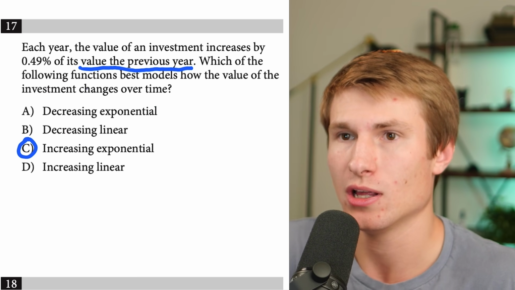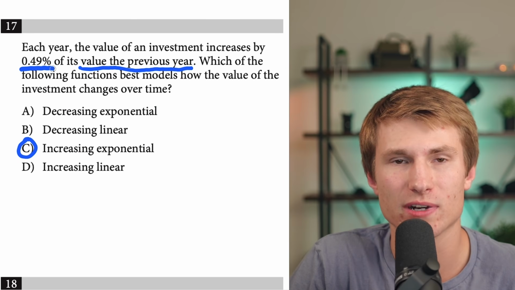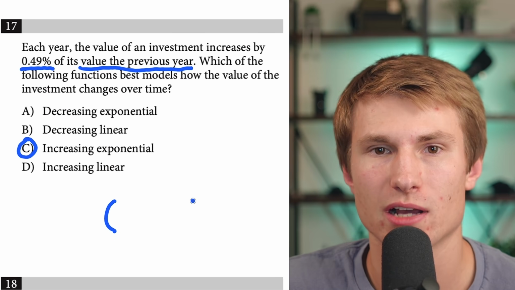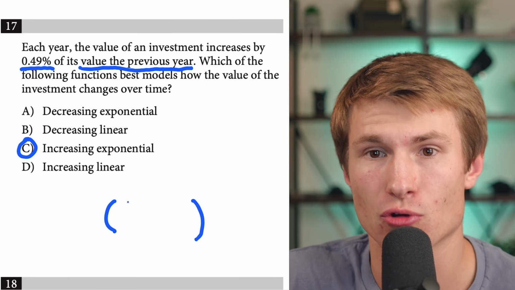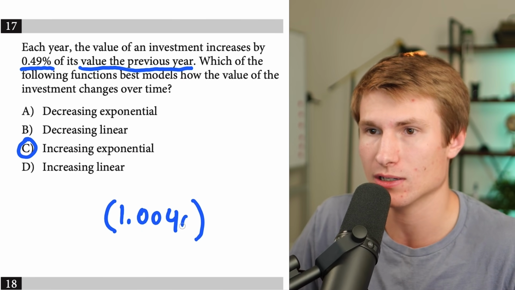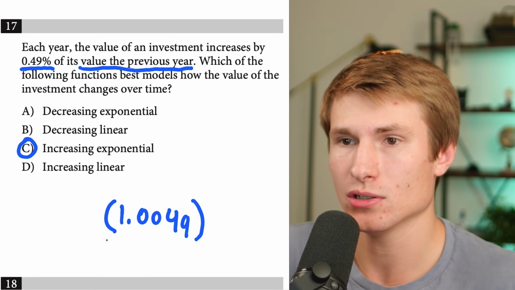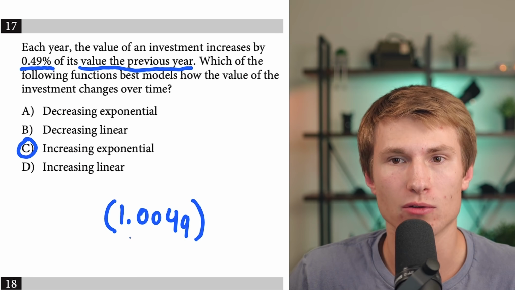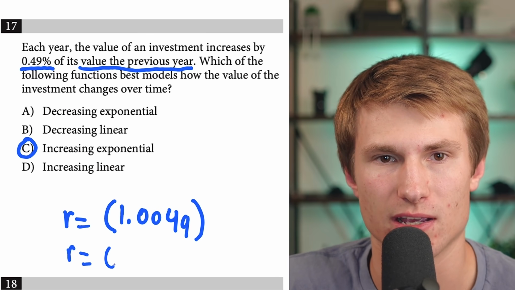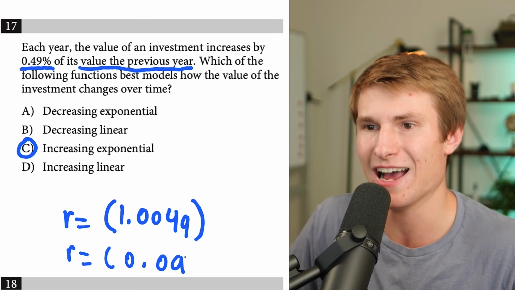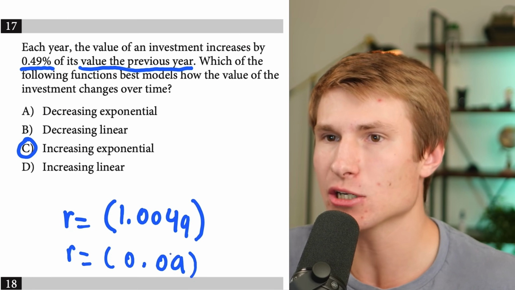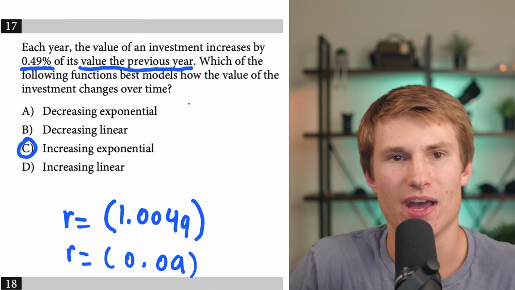Increasing exponential. In this case, since we're going up by 0.49% of our previous year's value, the number that would be within our exponential growth equation for the growth rate would be 1.0049. Now, what if that number, instead of being above 1, what if it was below 1, right? Let's say that our rate was 0.09. Well, 0.09 is a decreasing exponential function. So in that case, it would be A.